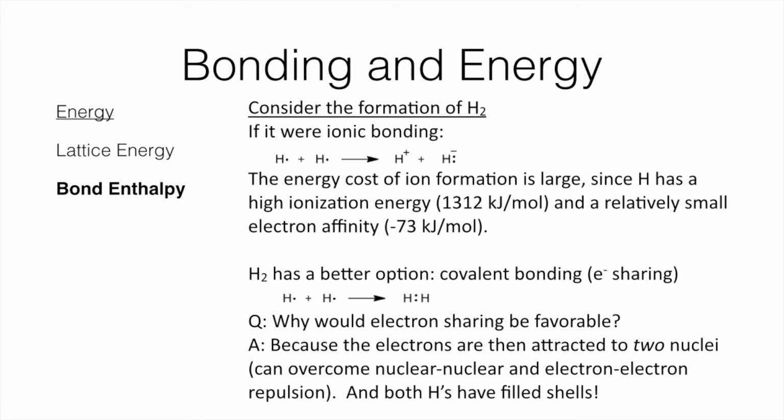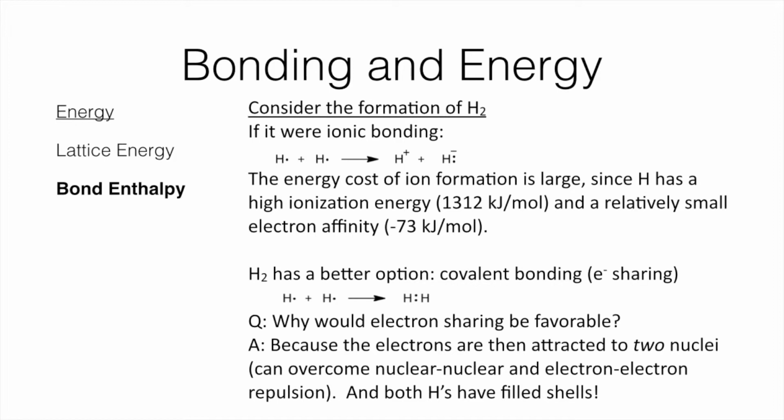So we can look at hydrogen. That's a very simple example of that. If hydrogen, or H2, were to form via ionic bonding, hydrogen has a very high ionization energy, 1312 kilojoules per mole, and the electron affinity is pretty small.